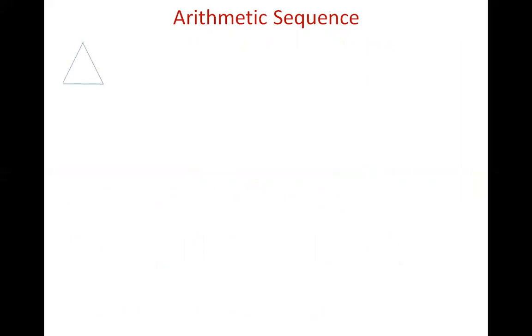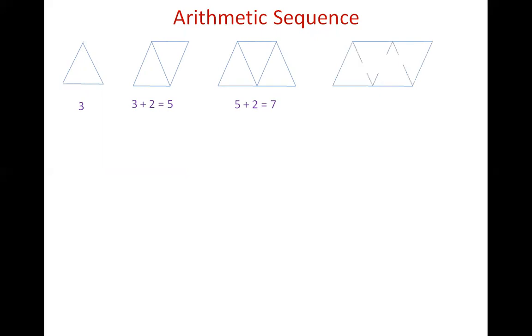How many matchsticks are required for making this figure? 3 matchsticks are required. Next, for the same figure, if we add 2 more matchsticks, we'll get another shape like this. Here, how many matchsticks are there? 3 plus 2, 5. If you add 2 more matchsticks, we'll get another shape like this. Here, to the previous term 5, we are adding 2. Therefore, total 7 matchsticks are there. Again, if you join 2 more matchsticks, 7 plus 2, so 9 matchsticks are there.